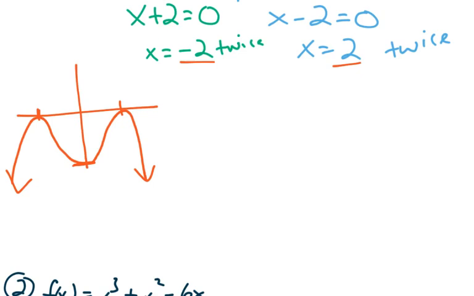What I'm really focusing on is, do you recognize that this appears twice, which translates to a bounce on the x-axis? If this appeared just once, then it would cross and it would go upwards.